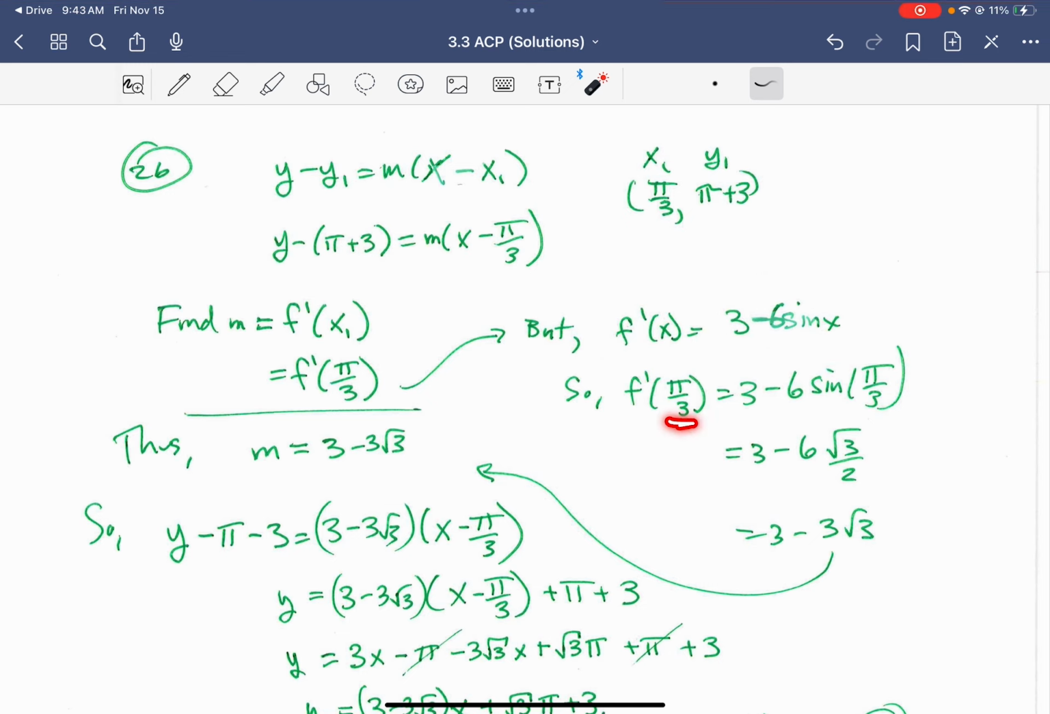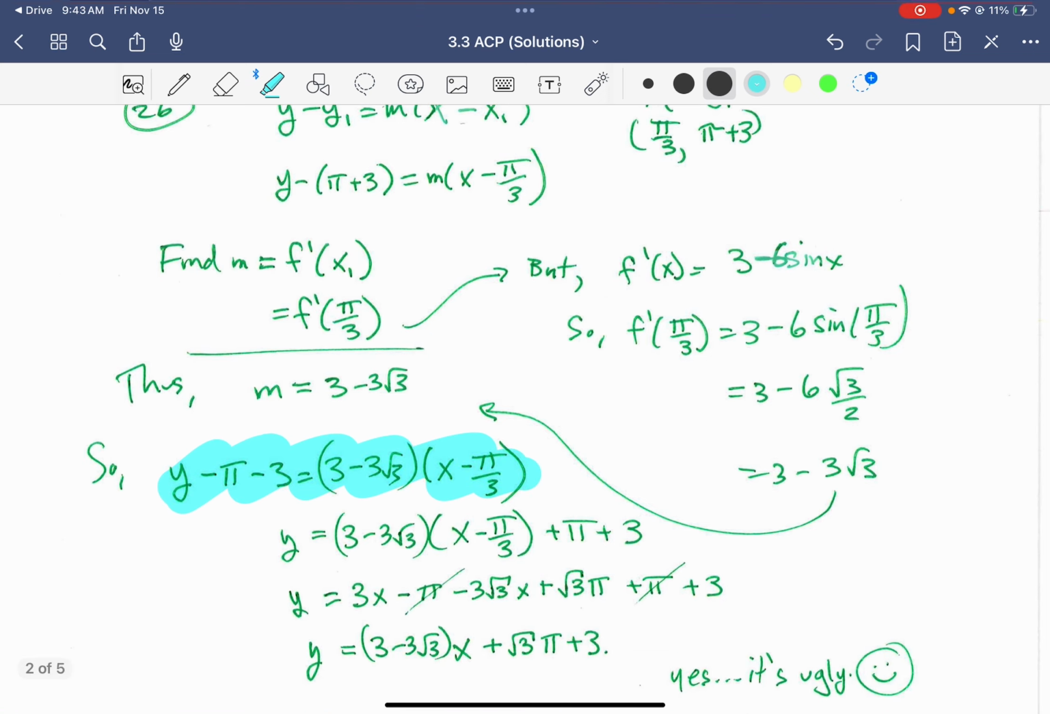So when you plug in pi over 3, it's just going to be 3 minus 6 sine of pi over 3. But we know that the sine of pi over 3 is square root 3 over 2. These cancel out and leave me with a 3. So my slope is just this, and you plug it in. And so really, you could be done at this step. The rest of it is just possible simplification. I would be okay with what's in blue.